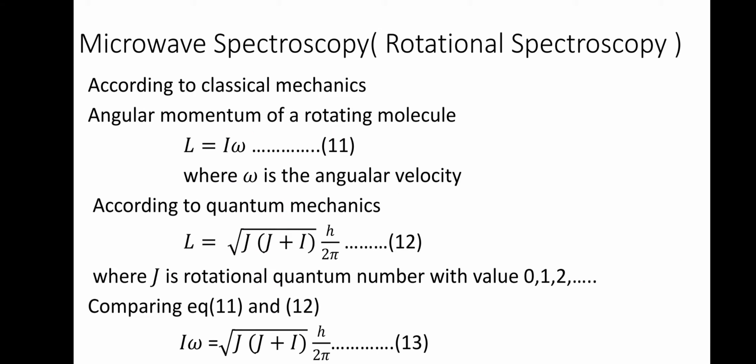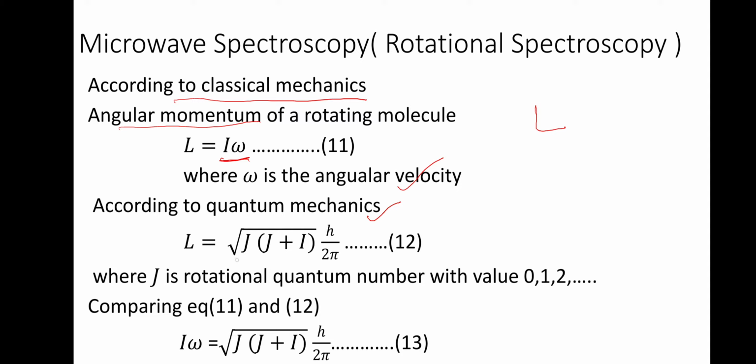Now we will go to the energy of rotational molecules. There are two theories you will be familiar with, classical mechanics and quantum mechanics. In classical mechanics, a rotating molecule's angular momentum we used to represent by L. It is equal to I omega, where I is the moment of inertia, omega is the angular velocity. Okay, this is according to classical mechanics. L is equal to I omega. In quantum mechanics, L is equal to, quantum mechanics is another method to explain.